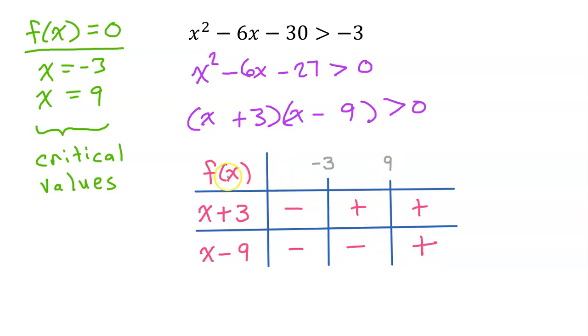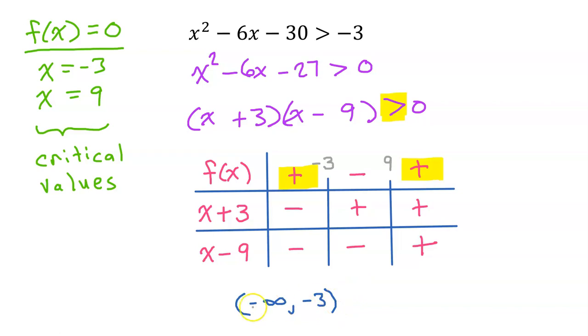But what about the overall sign of f of x? Well, in this first interval, we have a negative times a negative. That's a positive. In the middle interval, it would be a positive times a negative, which is a negative. And in the third interval, we have a positive times a positive, which is a positive. Because f of x needs to be greater than 0, we are only interested in the intervals where f of x is positive. So the solutions will be here and here.